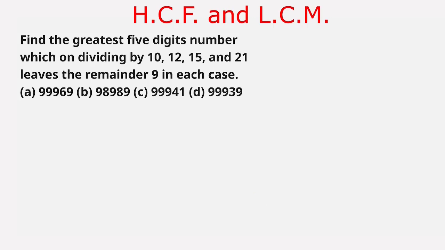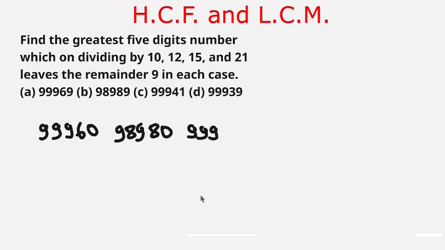We will first solve it from the given options. As the remainder on dividing by the given numbers is 9, we first subtract 9 from each option. On subtracting 9 from option A, we get 99,960. Option B we are going to get is 98,980. Option C we are getting is 99,932. And option D will be 99,930.